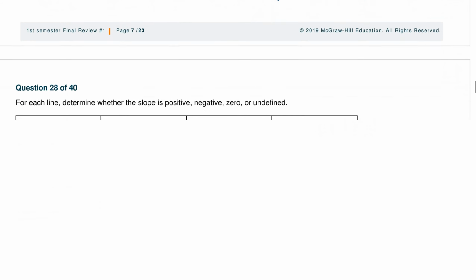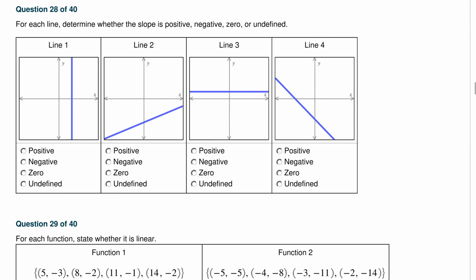Okay, we go down to number 28. For each line, determine whether the slope is positive, negative, 0, or undefined. We talked about this before. Always pretend you stand on the left side of the graph. If you go uphill, that will be a positive slope. If you go downhill, it is a negative slope. If you stay on the flat floor, the slope is going to be 0.